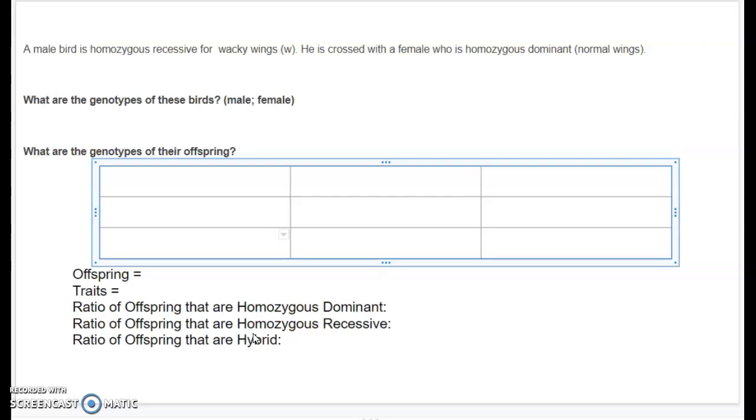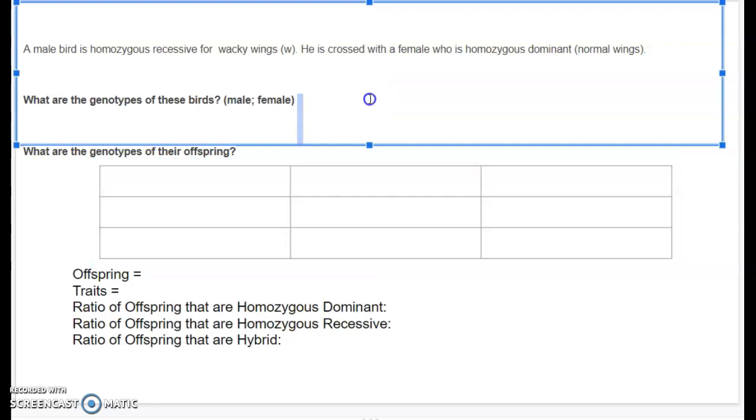Our question says a male bird is homozygous recessive for wacky wings, and he's crossed with a female who is homozygous dominant for normal wings. So the first question you need to answer is, what are the genotypes of these birds? First you're going to find the genotype for the male bird, and that would be a small w, or lowercase w, which means that he has a recessive gene.